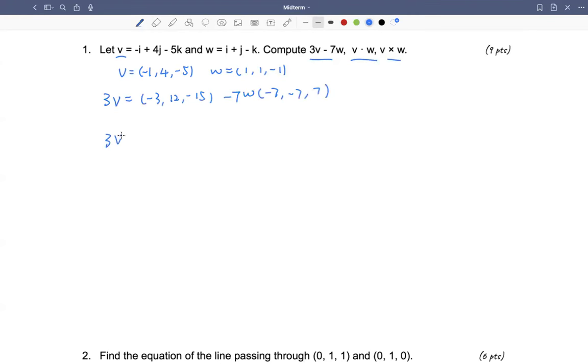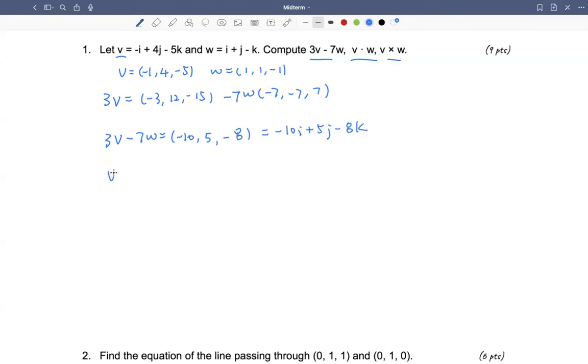Now 3V minus 7W. I just add those two, and component-wise, -3 minus 7 gives negative 10, 12 minus 7 gives 5, negative 15 and positive 7 gives negative 8. And that's it. If you want, you can write that as negative 10i plus 5j minus 8k.